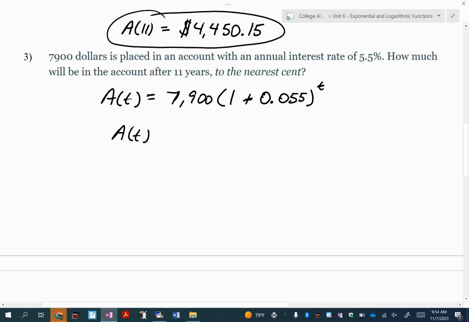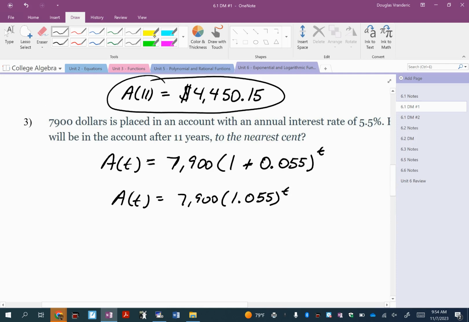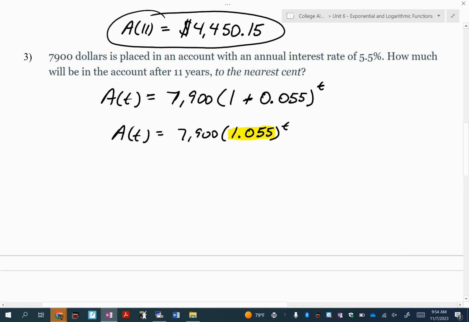So I'll show you guys kind of what I did on the last one. So this is 1.055 for our base. And again, to keep with the continuity from the last question, if you look at this base, that number is greater than 1. So if it's greater than 1, we should be assuming that things are growing here. This is exponential growth. Plug in your years, which is 11. It's not always going to be 11. All right, again to the nearest cent.